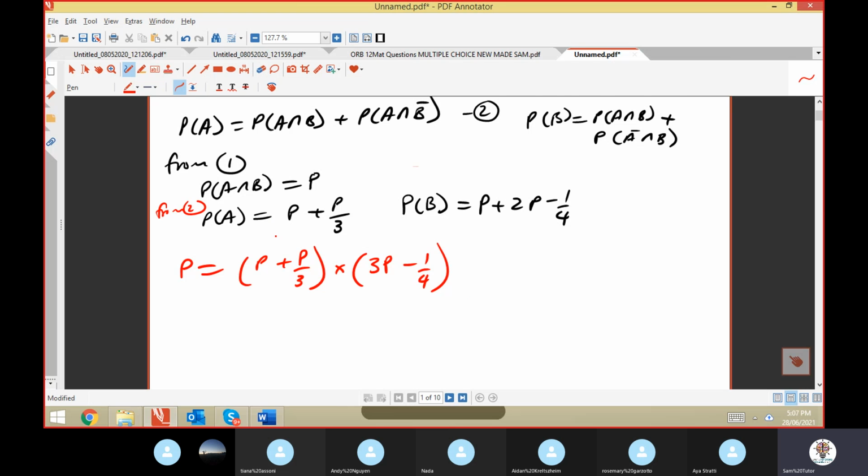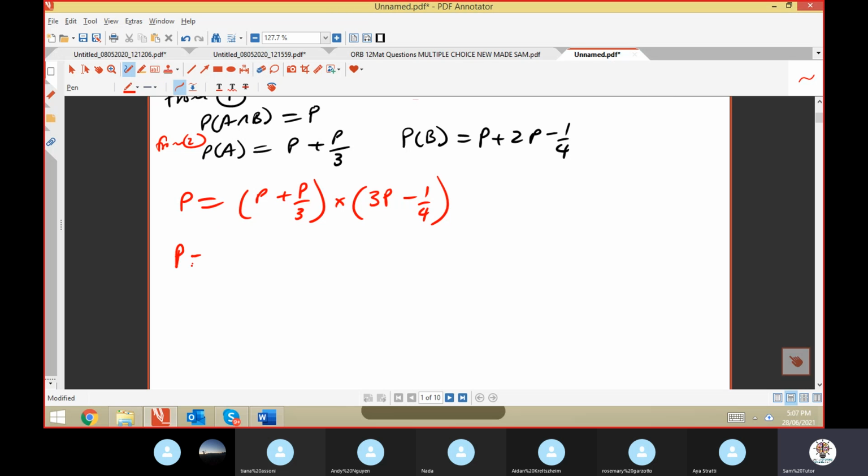All right, here we go. P equals... I personally would have made this as 4P on 3, but if some of you haven't done that, I'm just going to expand it accordingly. For those who did make this 4P over 3, it would have made it a little bit easier. It doesn't matter. 3P squared minus P over 4 plus 3P squared over 3 minus P over 12.